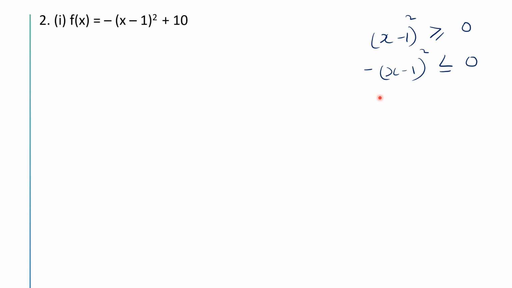Here it means minus of (x minus 1) the whole square. It can take any value from 0 and those values which are less than 0. So the maximum value this function, minus of (x minus 1) the whole square, can take is 0.